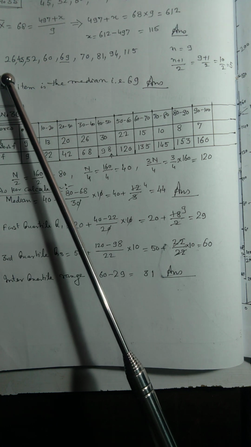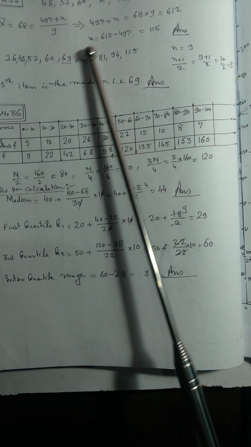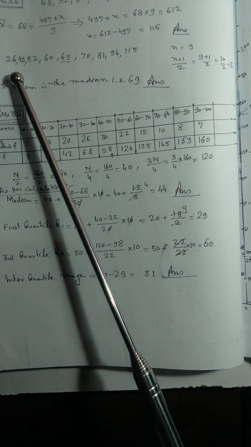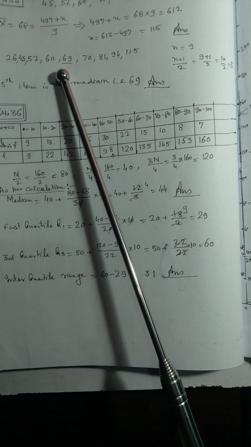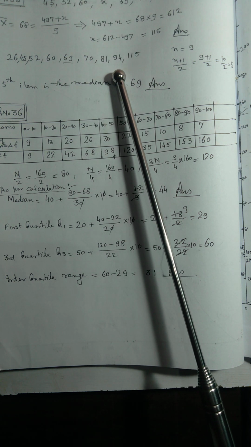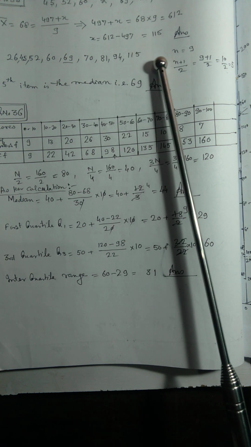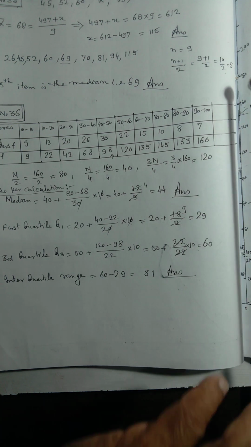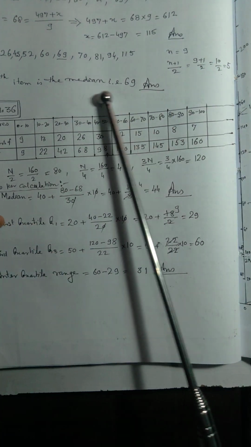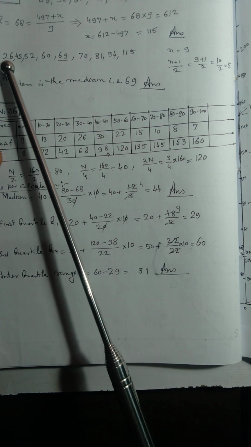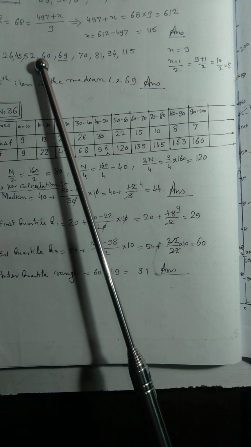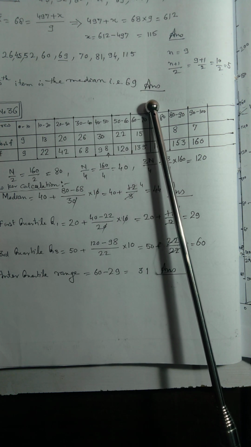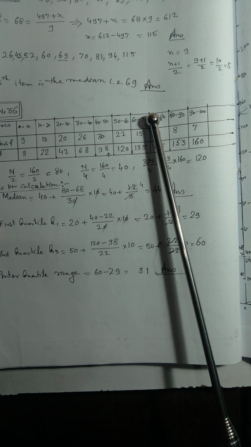So the value of x is 115. Now we have to arrange all these numbers in ascending order. You see, 26, 45, 52, 60, 69, 70, 81, 94, 115. So n is 9, so n plus 1 is 10. 10 divided by 2 is the fifth. So the fifth item is the median. From here you just count 1, 2, 3, 4, 5. So the fifth is 69. 69 is the median, and this will be the answer of this question.